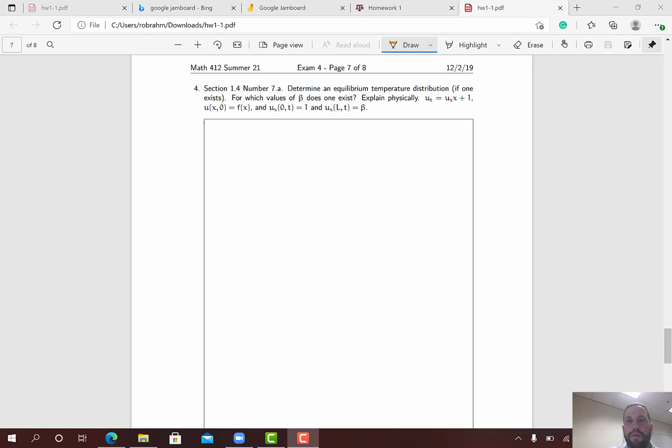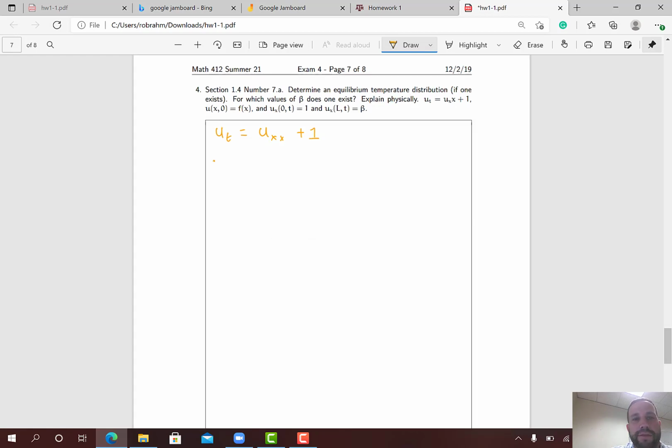Okay, let's look at this problem. Remember, I sent out an email saying there's a typo. The equation should be ut is equal to uxx plus 1. And we want to find an equilibrium temperature distribution if one exists, and then for which values of beta does one exist. Okay, so remember, equilibrium temperature distribution means ut is equal to 0. And so the equation becomes uxx is equal to minus 1.